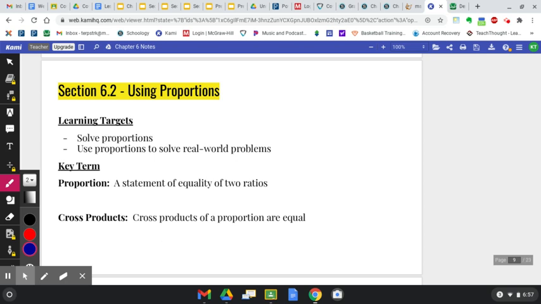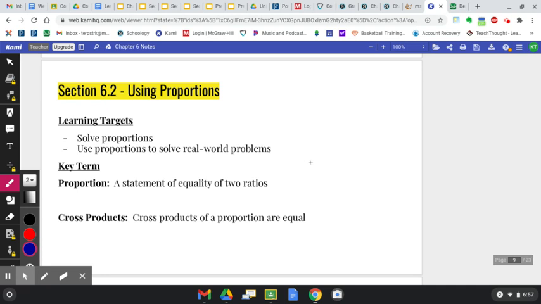All right, getting into section 6.2, where we're going to use proportions to solve. That's our learning target: solve proportions and use them to solve real-world problems. A proportion is just a statement of equality between two ratios.